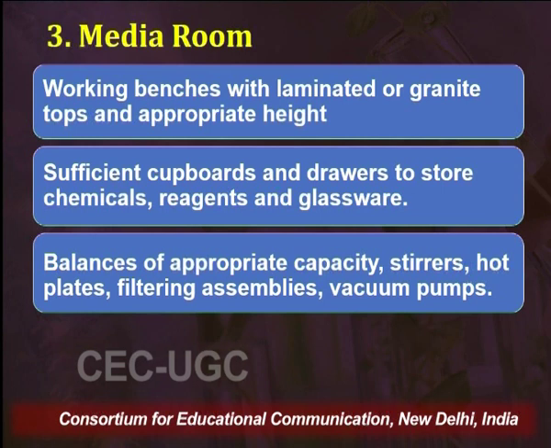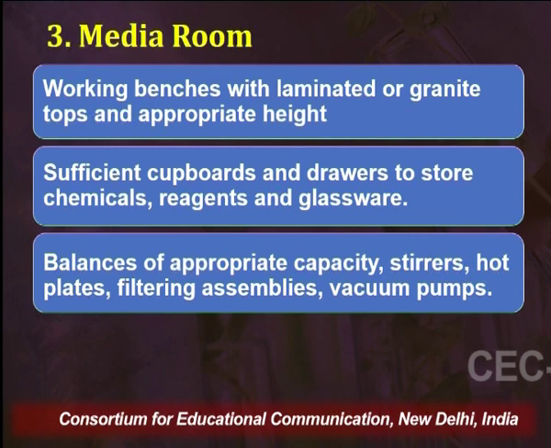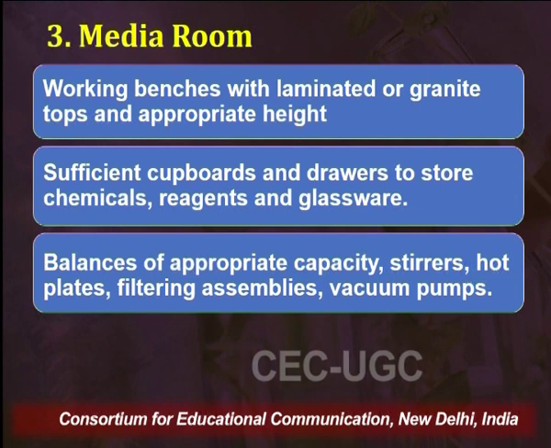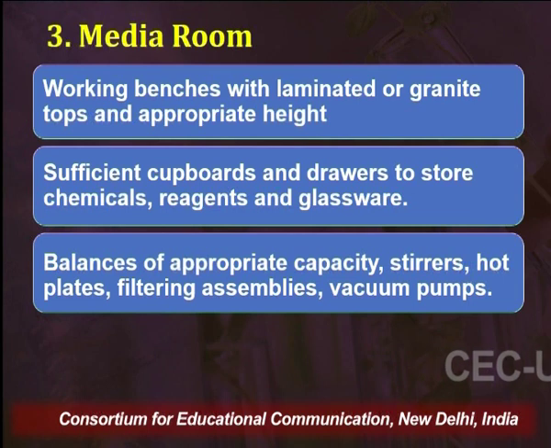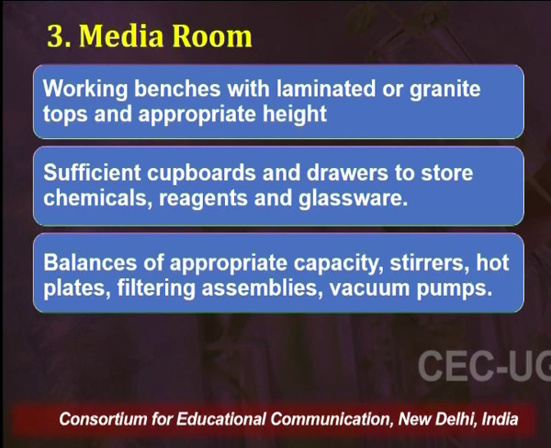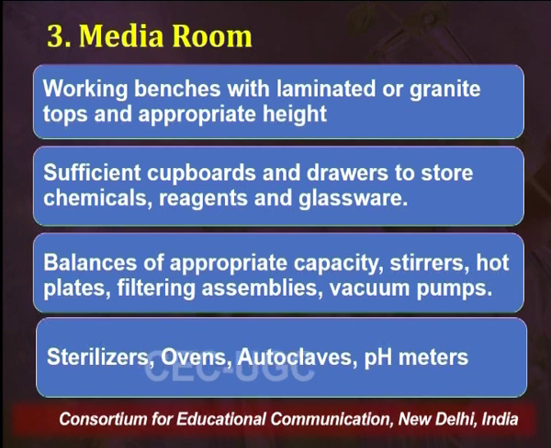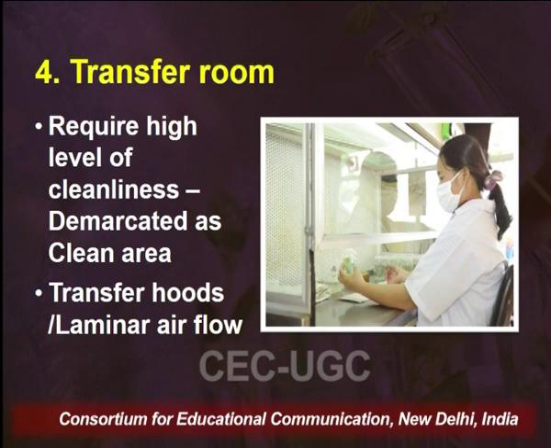You should also have hot plates, filtering assemblies or vacuum pumps in the media room in order to prepare the stock solution, because certain vitamins and growth regulators are susceptible to degradation when they are heated. For such, you require filter sterilization units. So you should have all such assemblies in your media room to prepare the required contents. Last but not the least, the media room should also have sterilizers, ovens, autoclaves and pH meters in order to maintain the pH of the culture media.